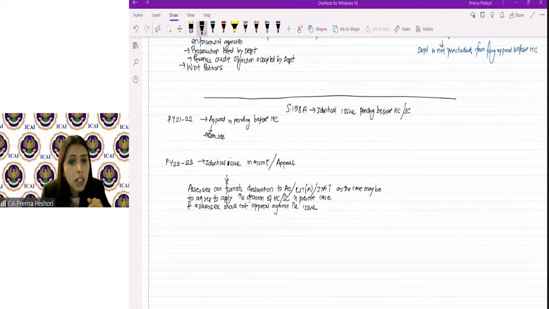And when the final decision is passed by the High Court or Supreme Court, the assessing officer or the CIT appeal or ITAT will apply that decision to the present case and amend the order. Now, this order will be final and cannot be appealed further. This is to avoid the repetitive appeals.